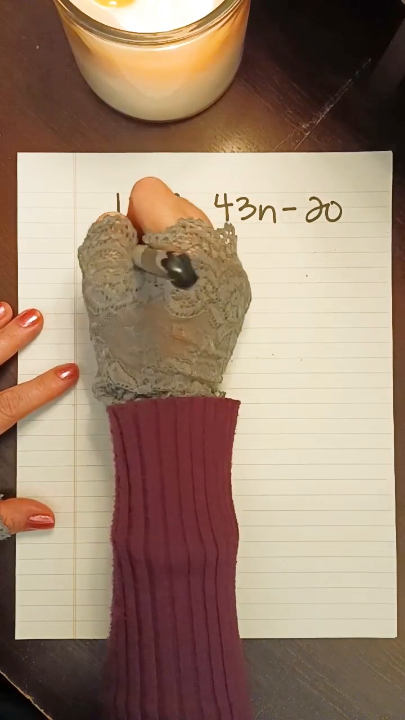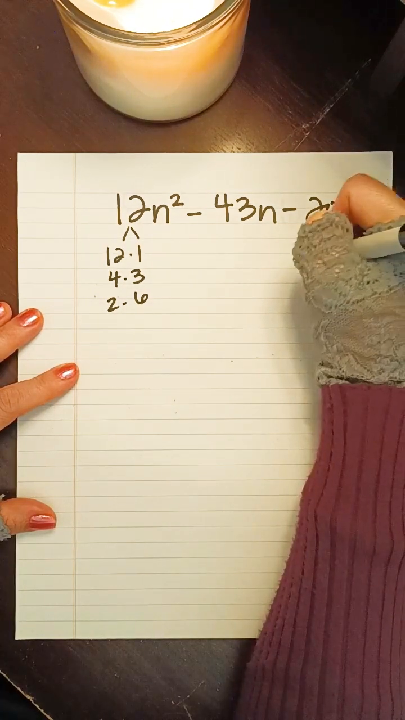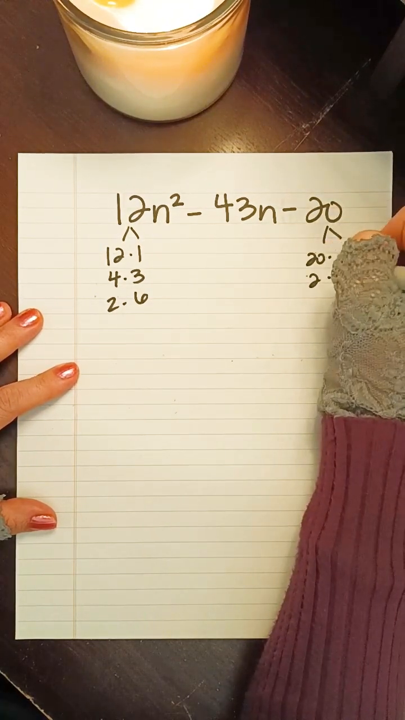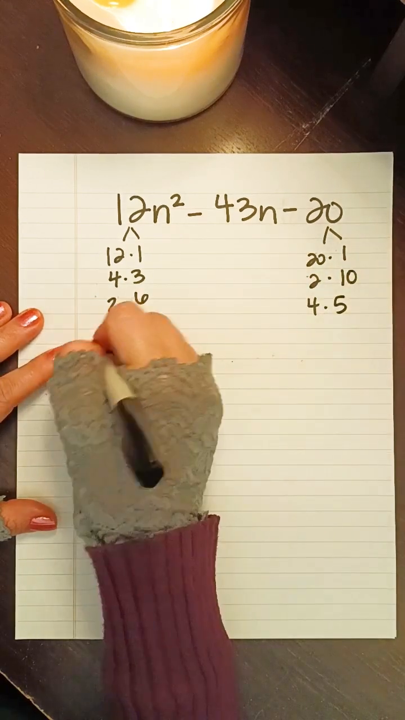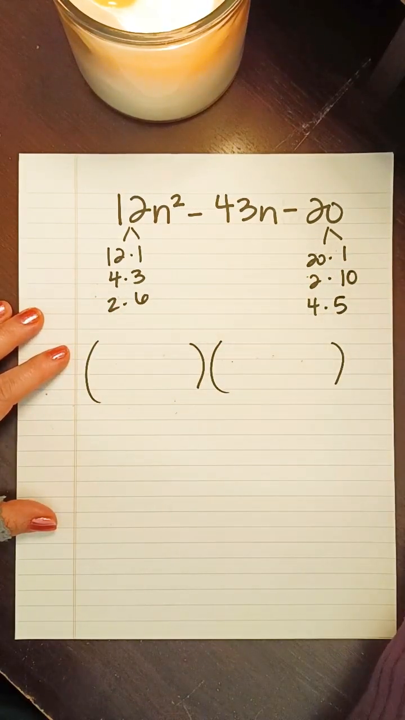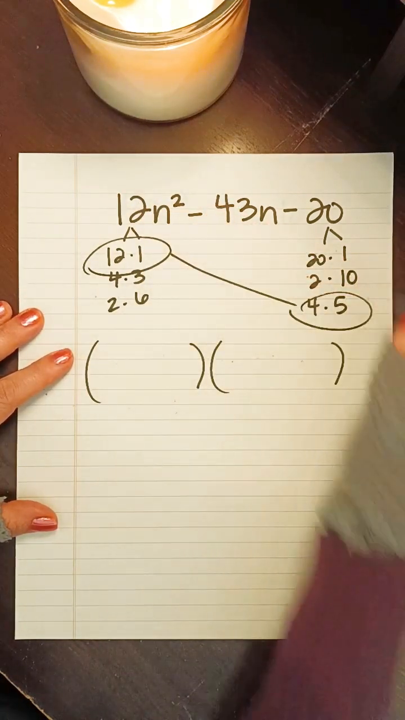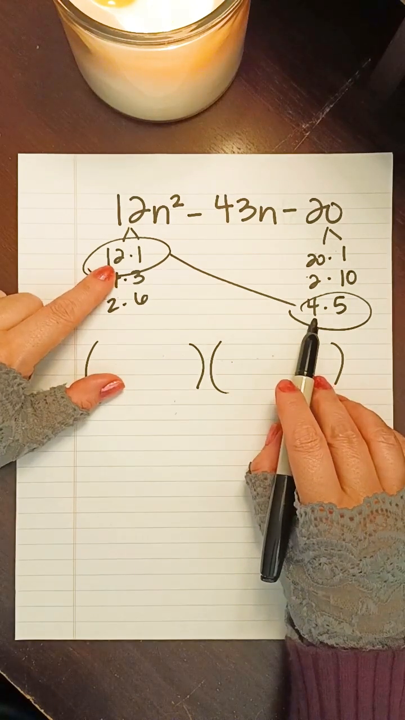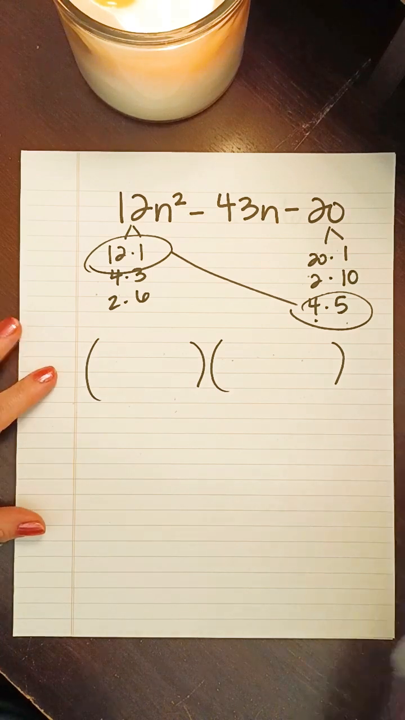All right, 12 is 12 times 1, 4 times 3, 2 times 6. 20, 20 times 1, 2 times 10, and 4 times 5. So I want to get a 43. 12 times 4 is 48. 1 times 5 is 5. 48 minus a 5 is 43.